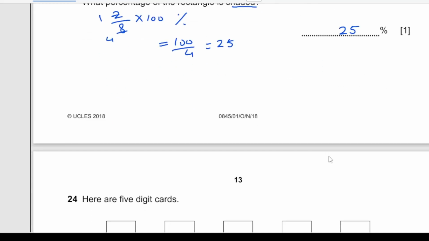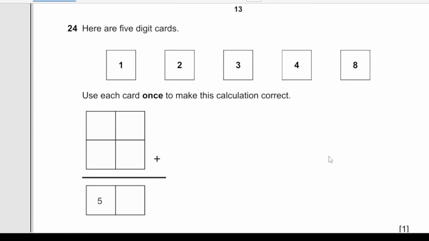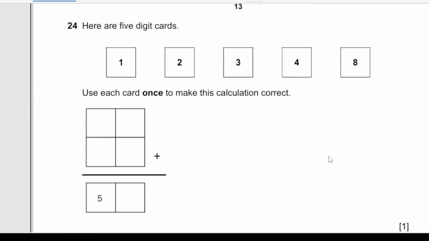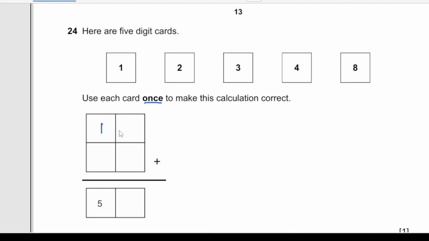Okay. Now the next one, here are 5 digit cards. We have 1, 2, 3, 4, 8. Use each card once to make this calculation correct. So we should have 5 here. If I take 3 and 1 here, so let me take 1 here and 3 here, 4, then 1, we should have 1 carry here. So that means we have used this 1 and we have used 3. So let me put here 4 and 38.